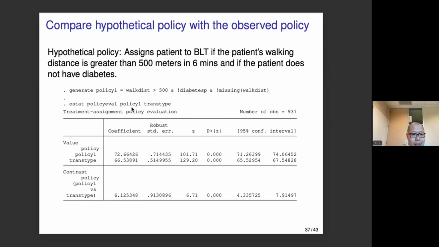We call the policy evaluation with this first policy, and then with the policy which actually happened in the data, also specified by trans type. It turns out these simple rules actually beat the doctor. This is the value of these policies. The difference between these policies is positive, like 6. So in this way, we can have different scenarios in our research designs to ask what would happen if we implement this. We can answer a question like that.